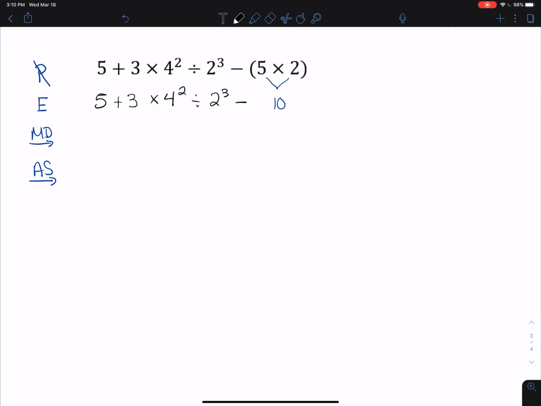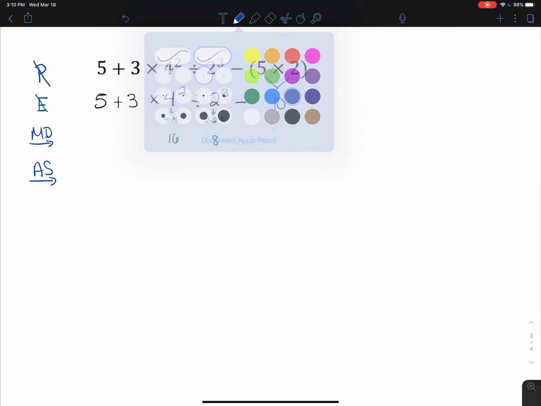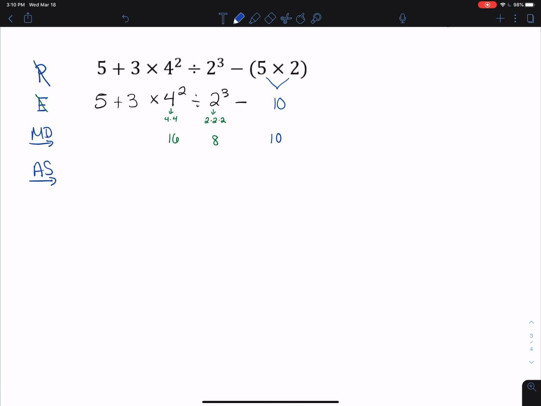Now I need to deal with exponents. There are 2 exponents, 4 squared, which I'm thinking 4 times 4, which is going to give me 16, and 2 to the third power, or 2 cubed. That's telling me to multiply 2 by itself 3 times. 2 times 2 gives me 4, times 2 again gives me 8. Then I have to bring everything else down.